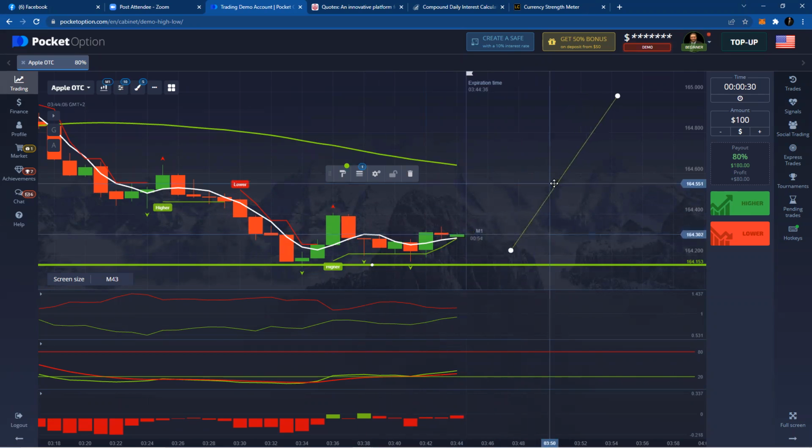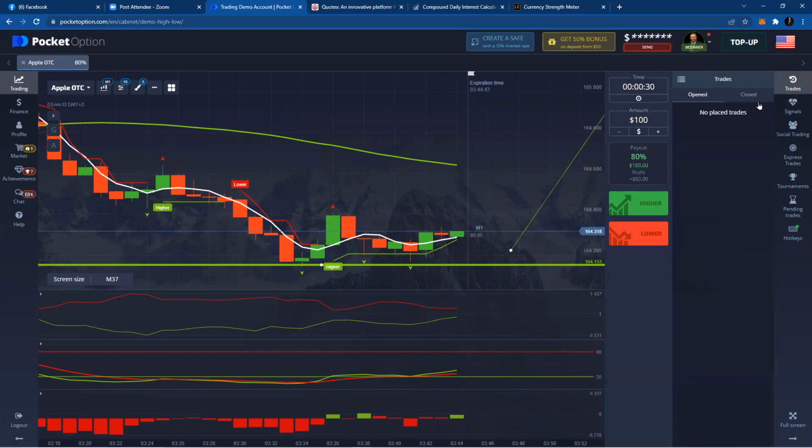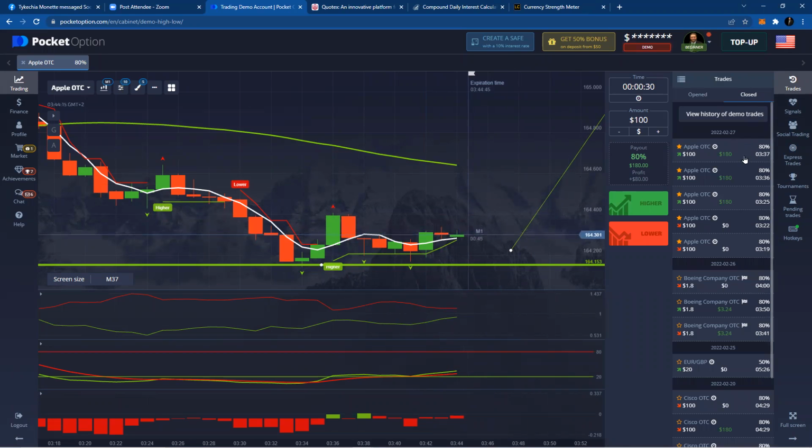Oh, I definitely agree. But could you show that again? How did you calculate that? Okay, I'll go over here to where it says trades. I'm going to look at my closed trades, and I see over here that I made 5 trades. I made 2 trades of $100 and lost them, so I lost $200. But then I made 3 more trades of $100, and I made 180 here, 180 there, and 180 there. So we're looking at 300 plus 160 is 460 plus 80, it is 540.